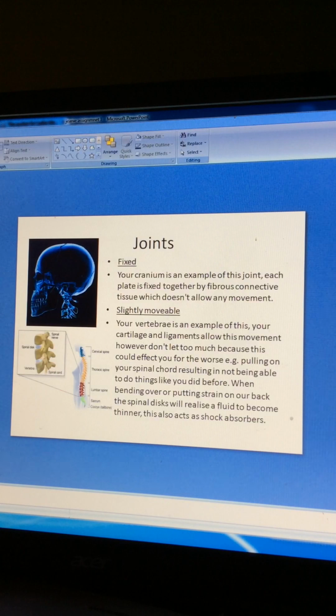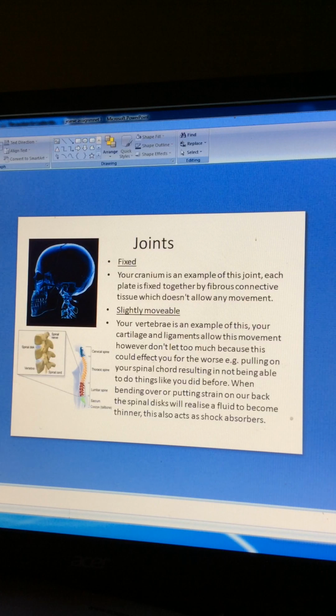Joints. Fixed joints. Your cranium is an example of this joint. Each plate is fixed together by fibrous connective tissue, which does not allow any movement. Slightly movable. Your vertebrae is an example of this.